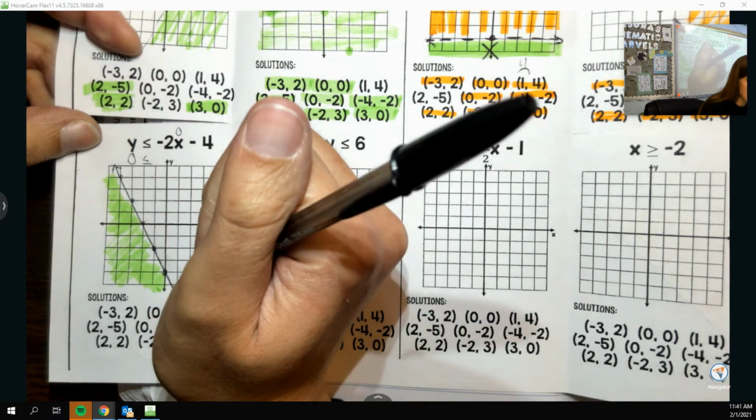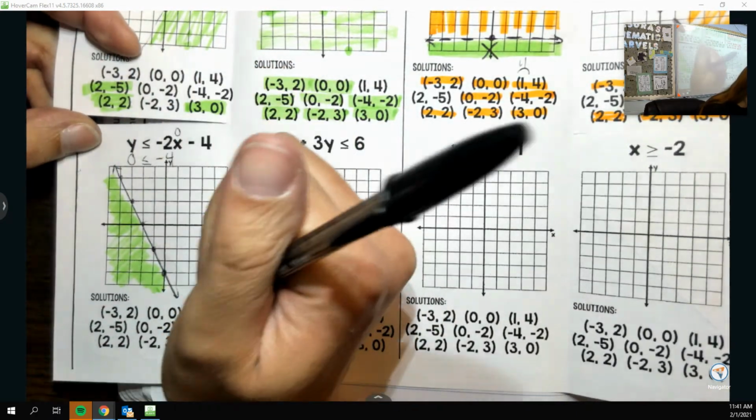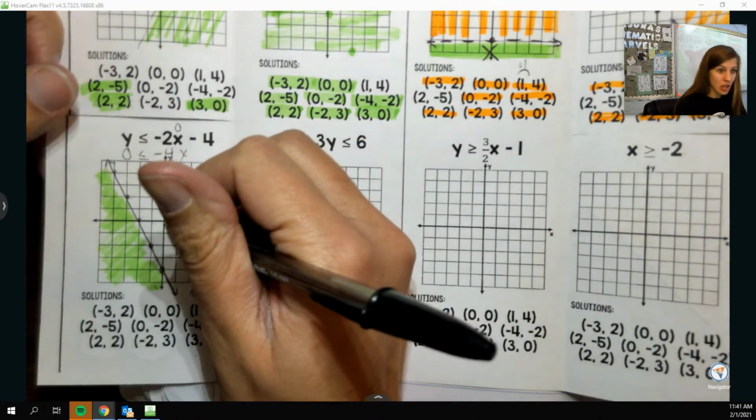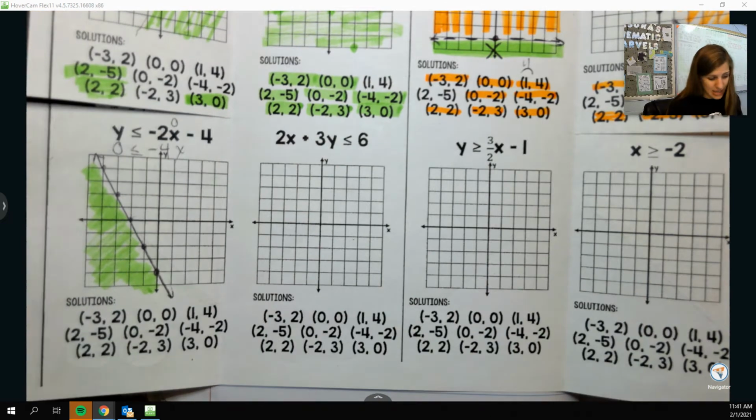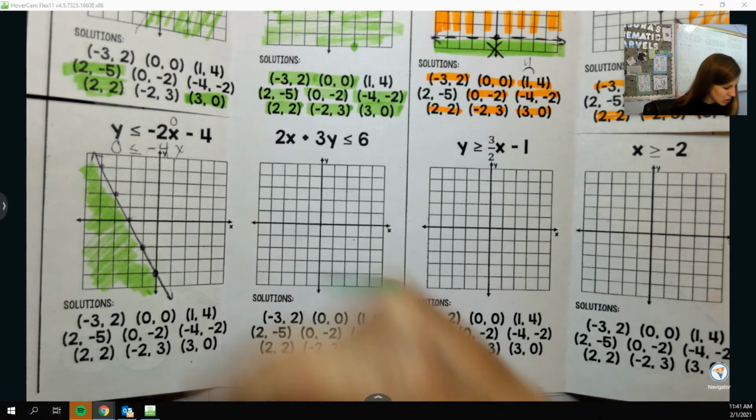Now 0 times -2 will just go away. Is 0 less than or equal to -4? It's not. So that should not be shaded. Also, that tells me that that's not part of the solution. Okay. Now that I feel good about where we've shaded, I can check the rest of these.